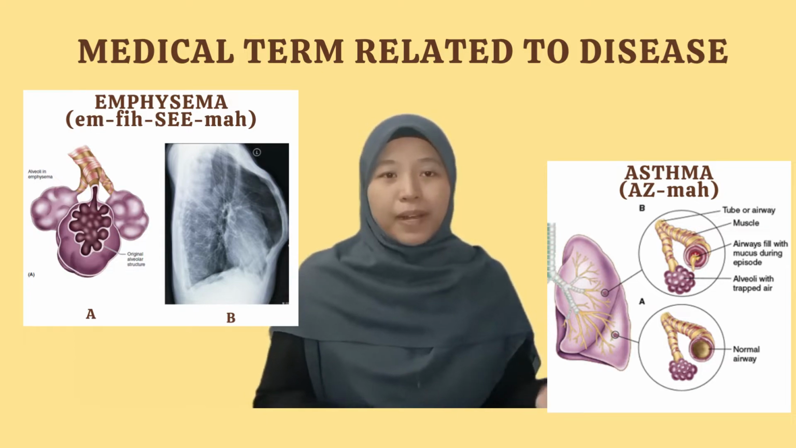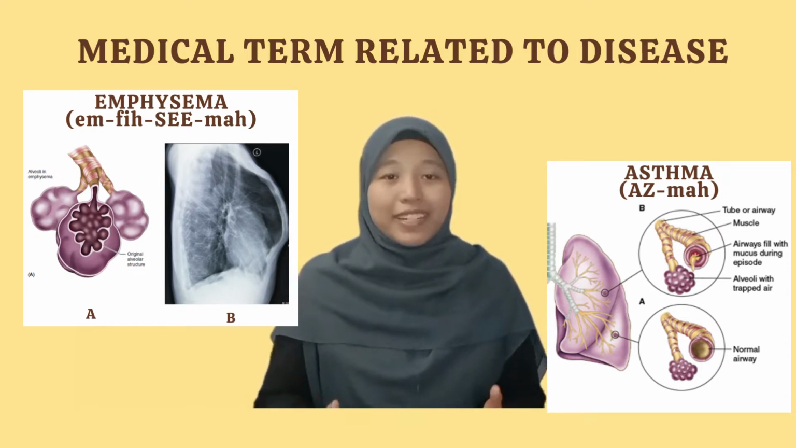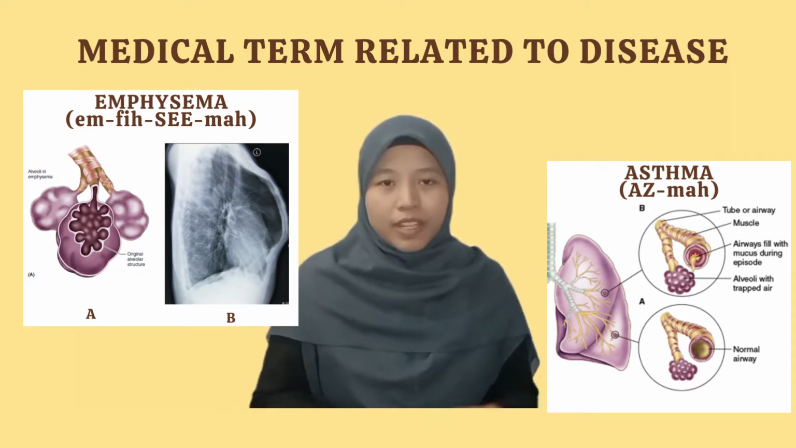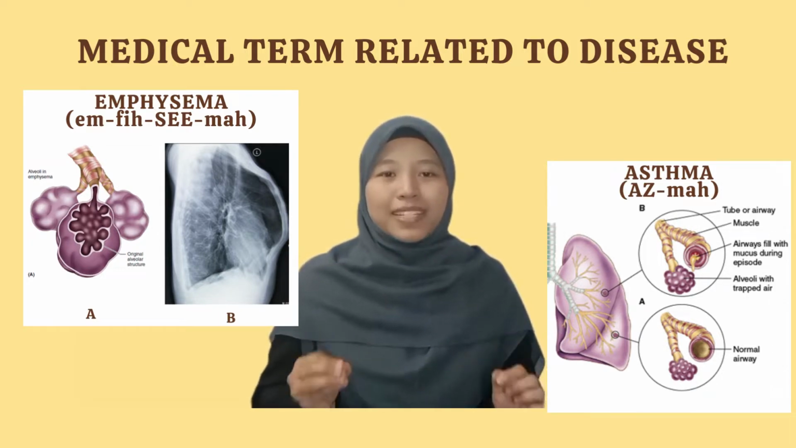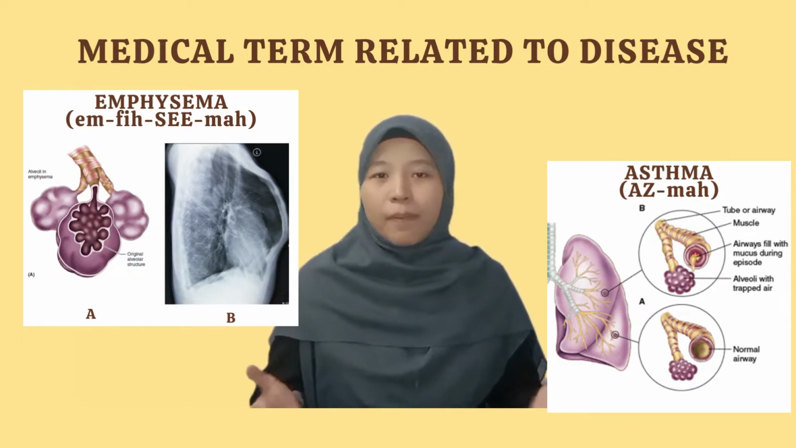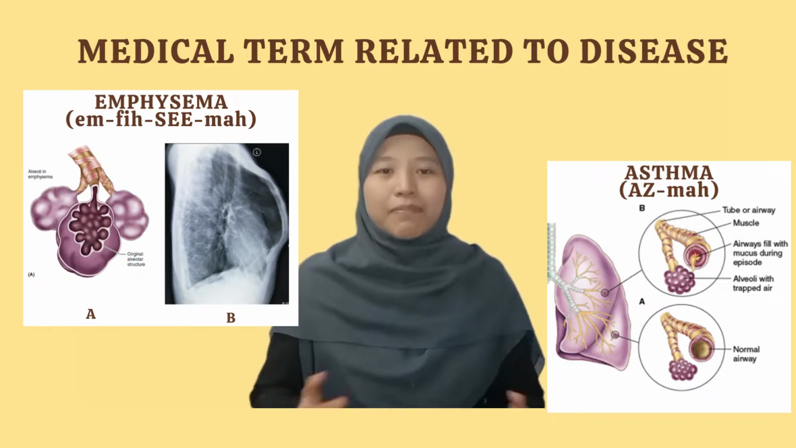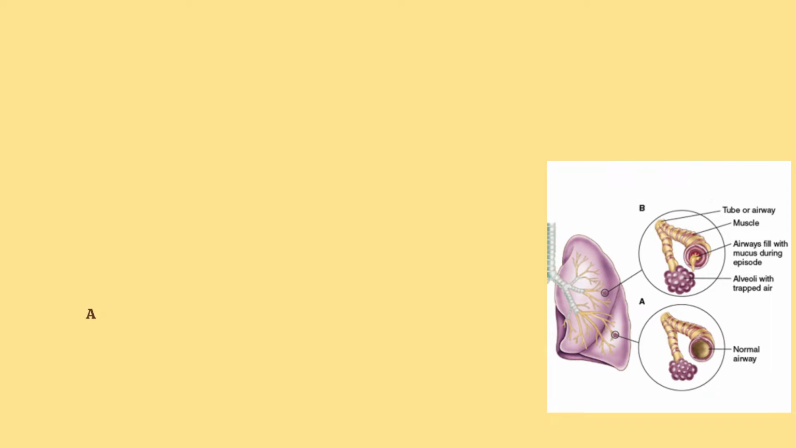Next, we have asthma. Asthma is a chronic inflammatory disease of the bronchial tubes, often triggered by an allergic reaction. This picture shows the changes in the airways during asthma. Before the asthma attack, the muscles are relaxed and the airways are open. But during the asthma attack, the muscles are tightened and the airways are filled with mucus.